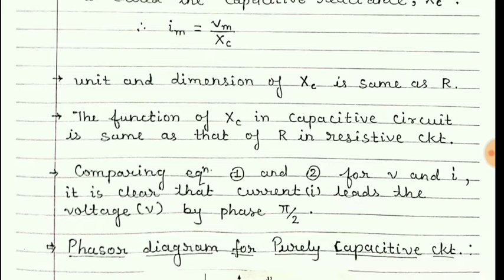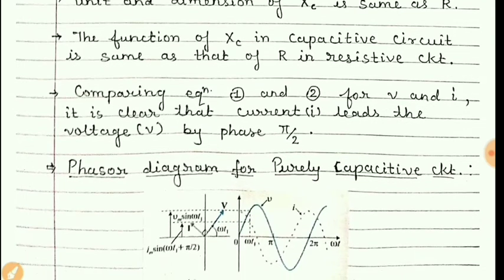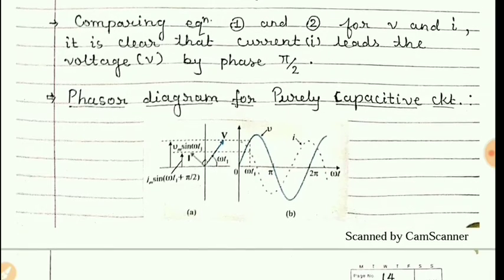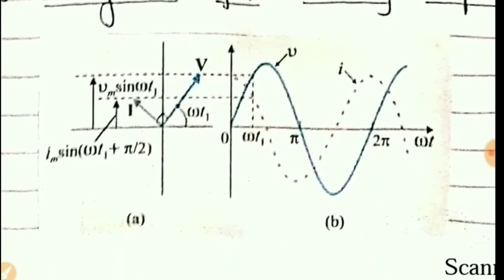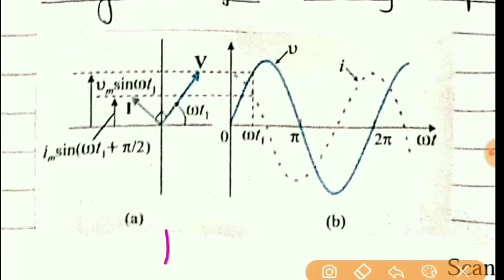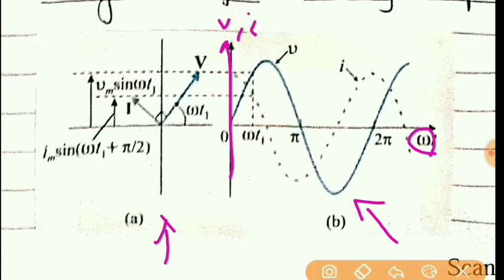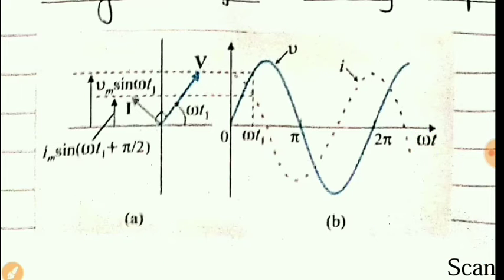Now you can see this phase diagram. This is the phase diagram, and this is voltage and current versus omega t. This line shows V and I, which changes according to time. And here this is a phasor diagram. So always we used to take voltage starting with 0.